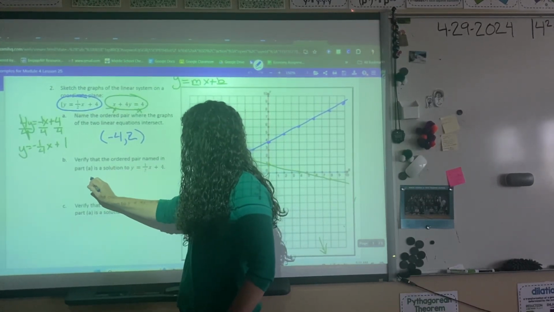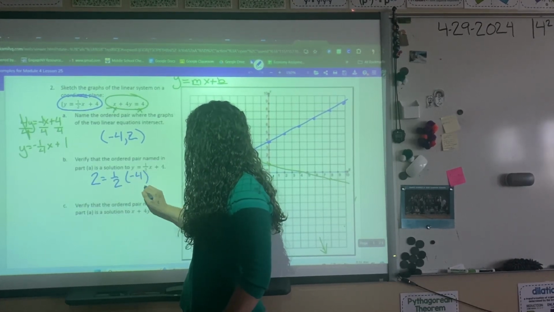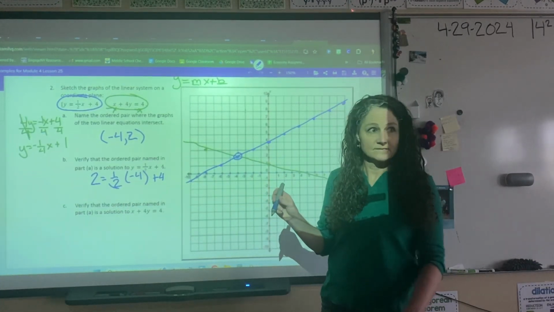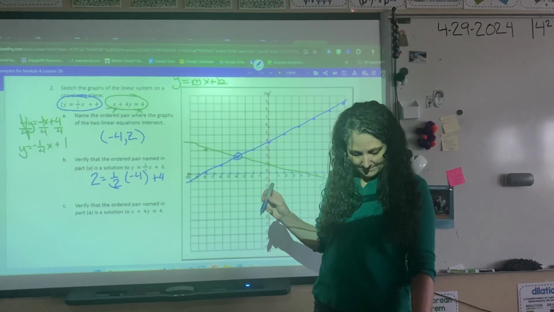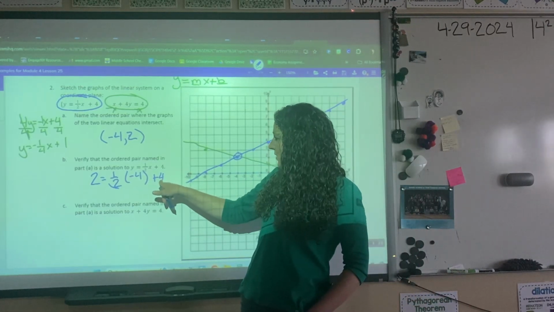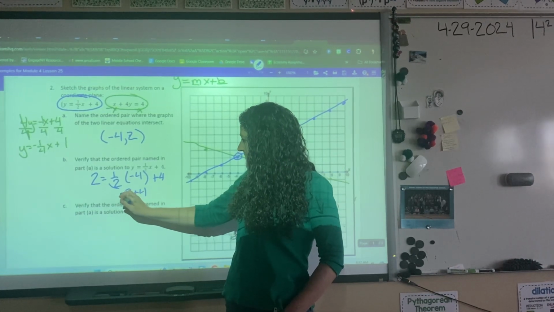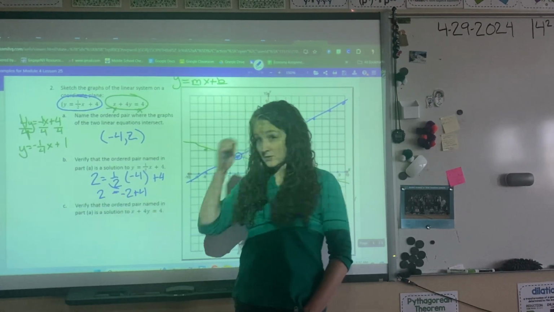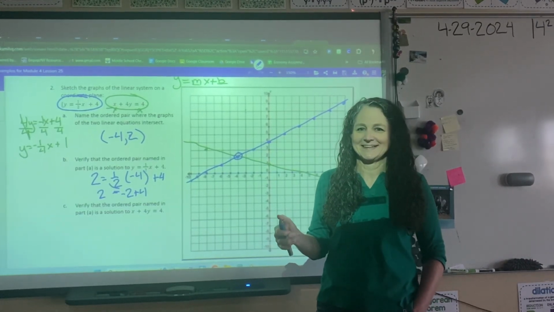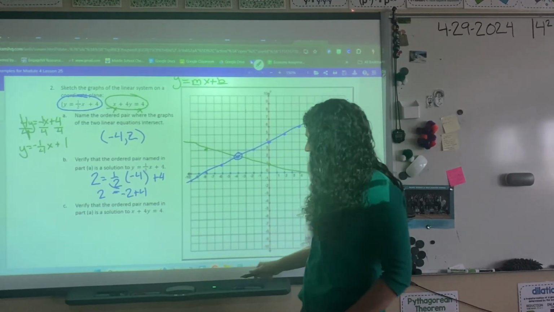All right, so now we're going to verify that it really works. So y, so 2 equals 1/2 times -4 plus 4. Well, what is 1/2 times -4? What's half of -4, guys? -2. What's -2 plus 4? Positive 2. Is -2 plus 4 equal positive 2? Yes. Does 4 minus 2 equal 2? Yes. So, does it work? Yeah. Let's try the other one and see if they work.